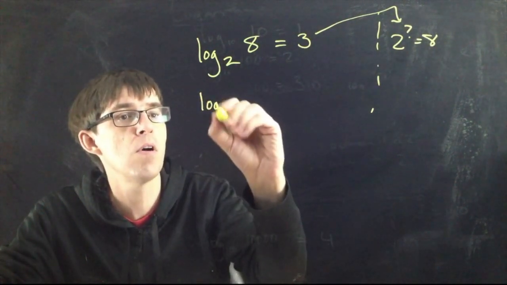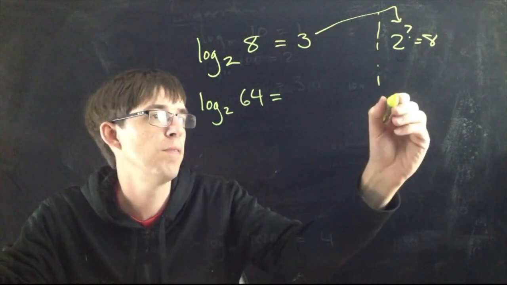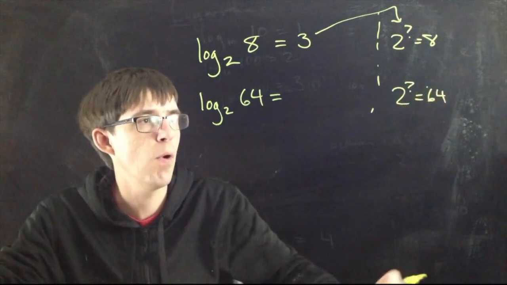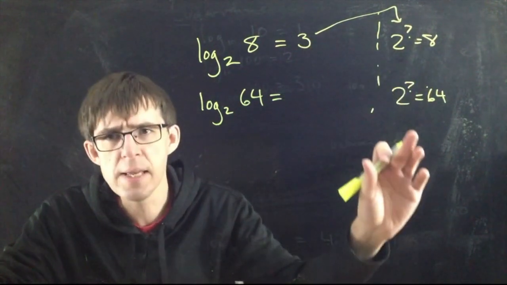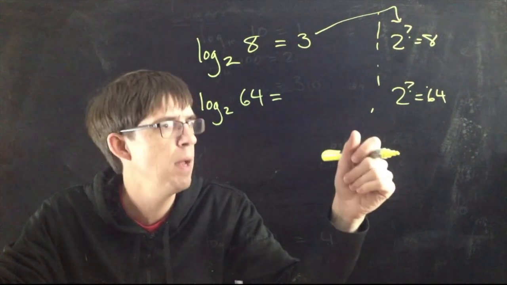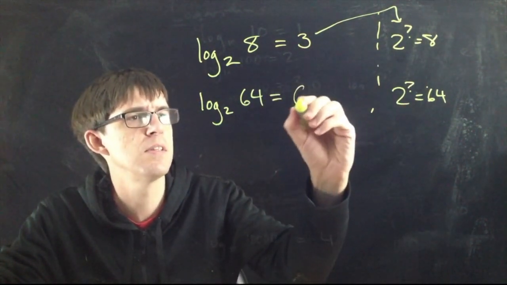How about what's log base 2 of 64? Well, for this, you have to think 2 to what power equals 64. 2 to the third is 8. 2 to the fourth is 16. 2 to the fifth is 32. I'm doubling each time. 2 to the sixth is 64. And so the answer here is 6.